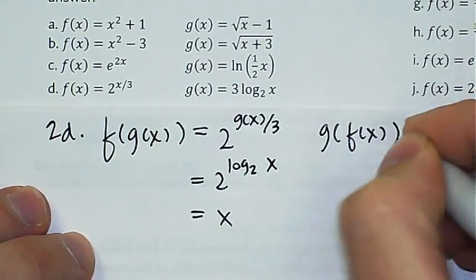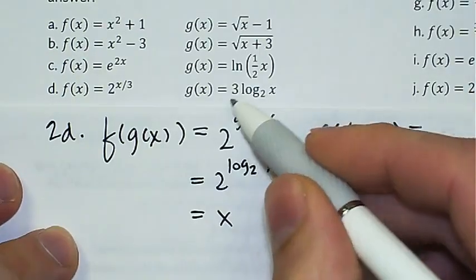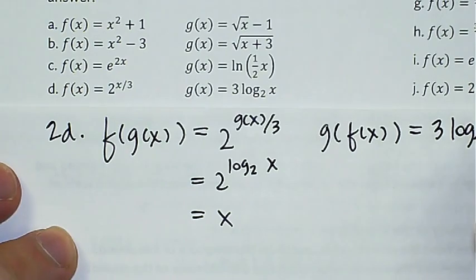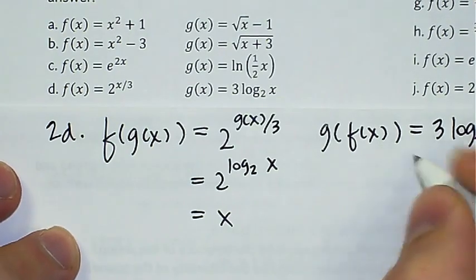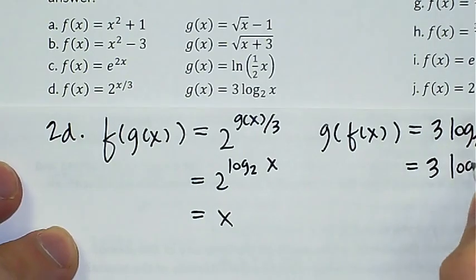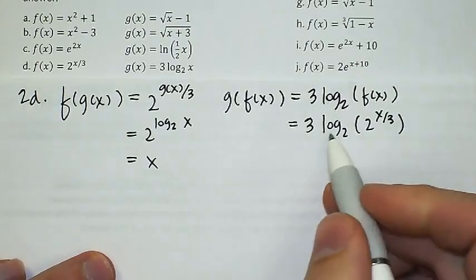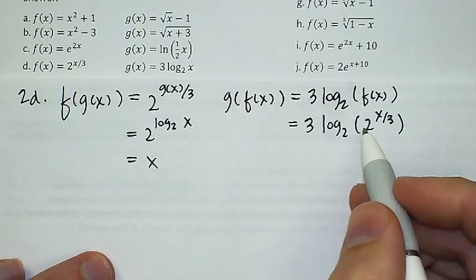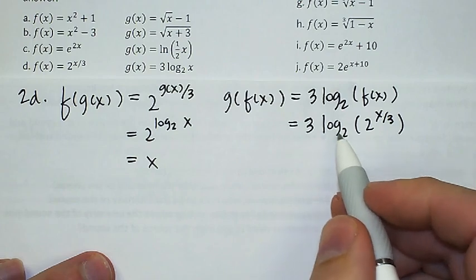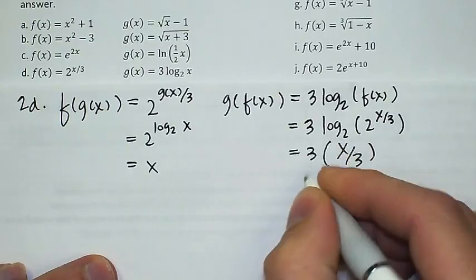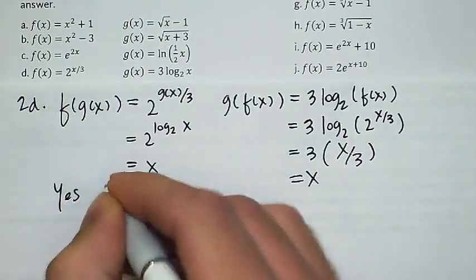g of f of x is equal to, g of a thing is 3 times the log base 2 of that thing, so it would be log base 2 of f of x. So this will be 3 times the log base 2 of 2 to the x over 3. Whoops, didn't realize you couldn't see that. Probably should zoom out a little bit. They're inverses of each other. They undo each other. It's a fundamental identity that the log base 2 of 2 to a thing is just that thing. So I've got 3 times x over 3, and that's equal to x. So yes, they are inverses.